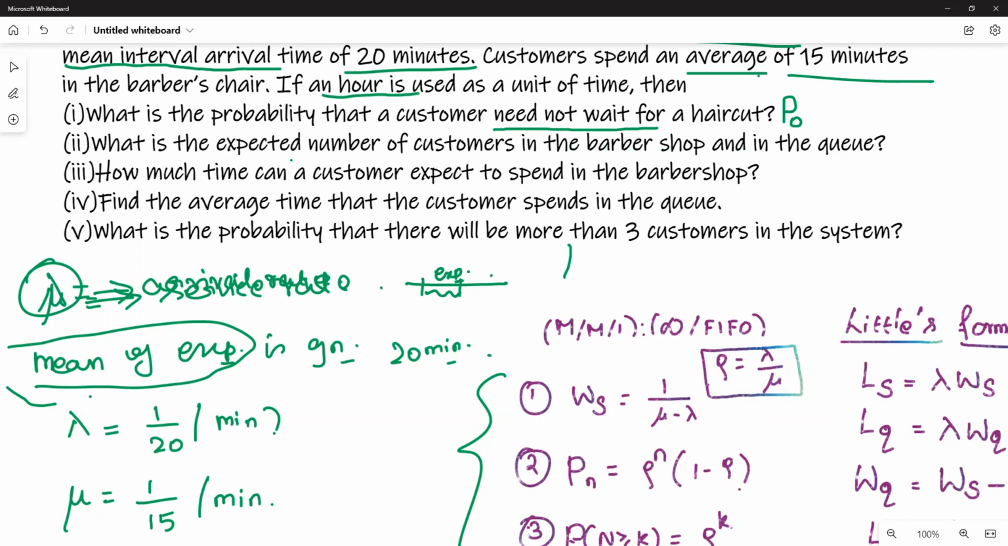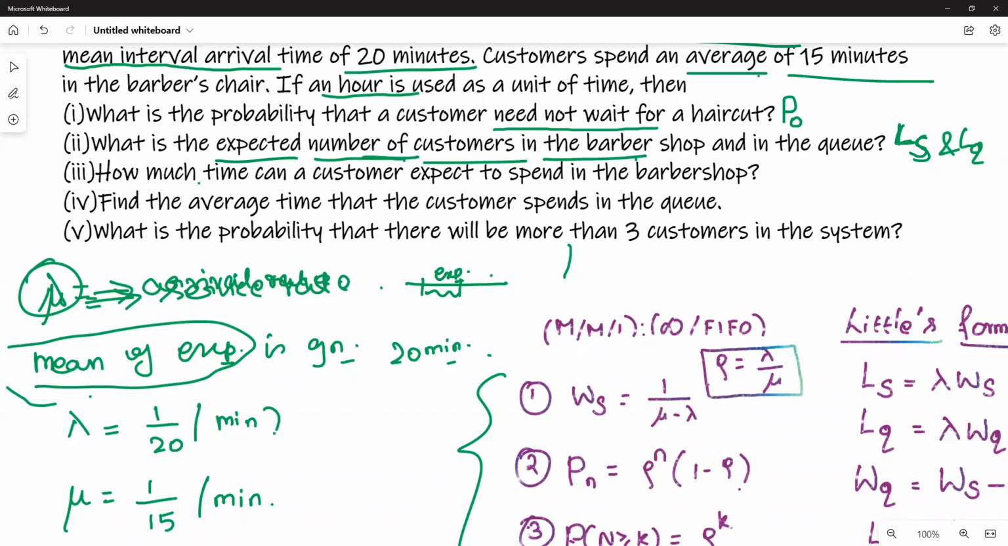Okay. Next question, what is the expected number of customers in the barber shop and in the queue? What is the expected number of customers in the barber shop? That means the length of the system. How many customers are in the system? Barber shop denotes the system. So LS they are asking, and in the queue, that is LQ, they are asking. Number of customers means length.